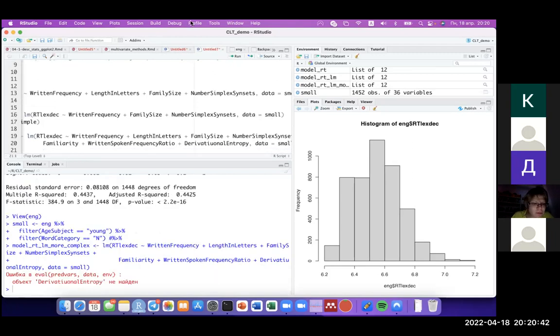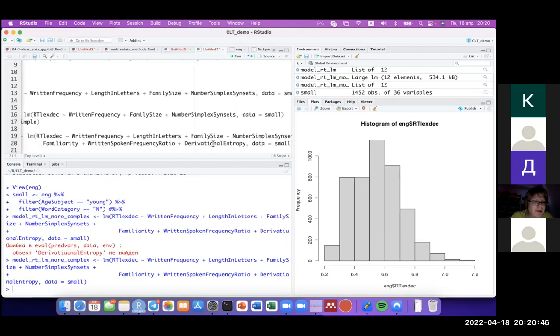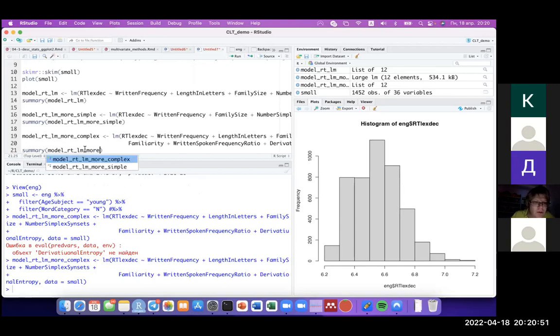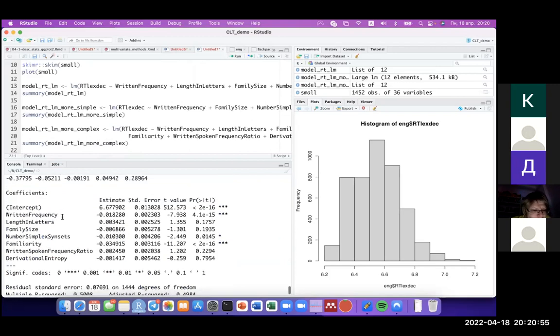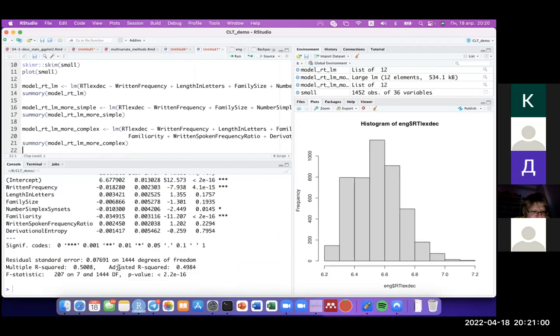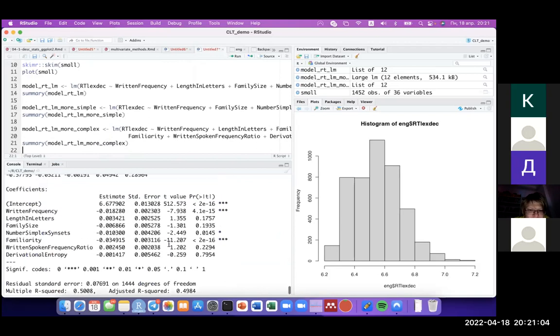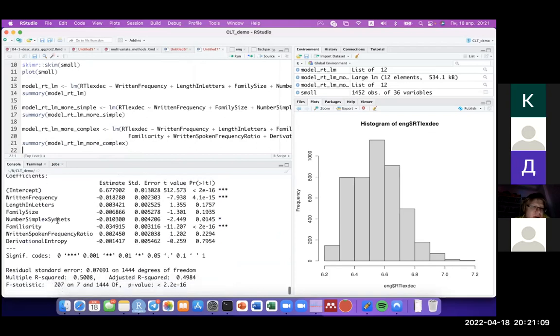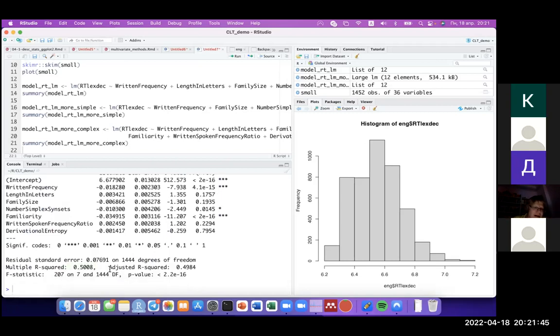Let's try now. Entropy, and now let's try a more complex model. You see, now there are some other predictors. Some of them actually became not significant. What's interesting is that it's actually the problem of multicollinearity. When you have predictors that are correlated to each other, adding one more predictor that is correlated to others, or slightly changing your data, can actually influence a lot your asterisks for specific predictors. That's a complicated topic, but it will not affect overall R square.